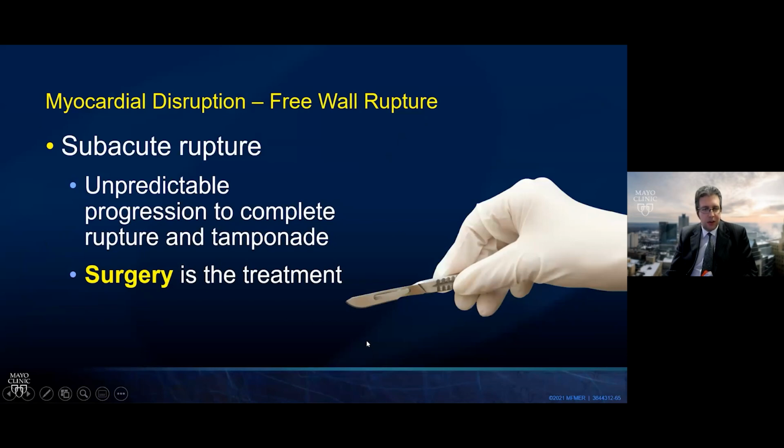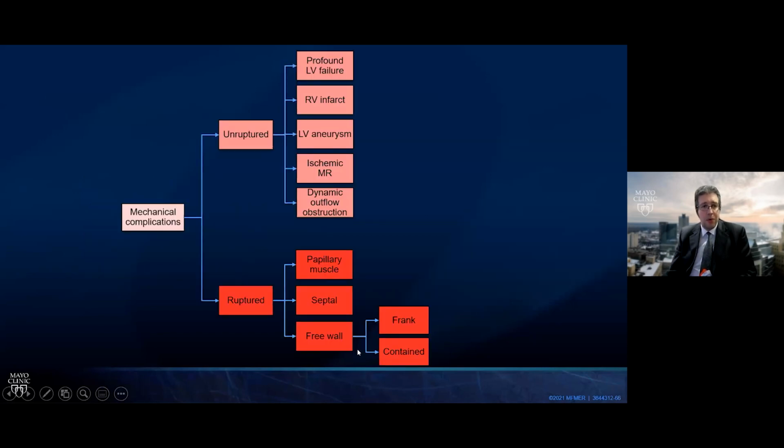These can have unpredictable progression to complete rupture. This is something that deserves urgent surgical management. We've gone through a lot of different complications in this brief 30-minute talk, spanning profound LV failure, RV infarct, LV aneurysm, ischemic MR, dynamic outflow tract obstruction, papillary muscle rupture, septal rupture, true frank free wall rupture, and contained rupture.